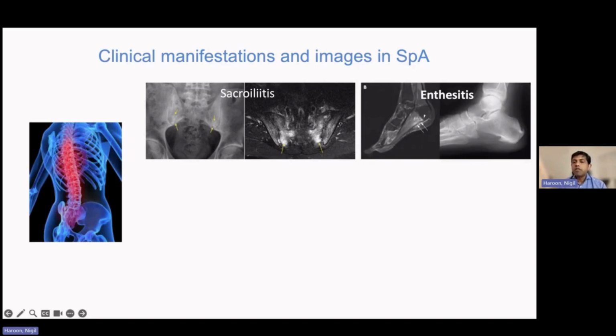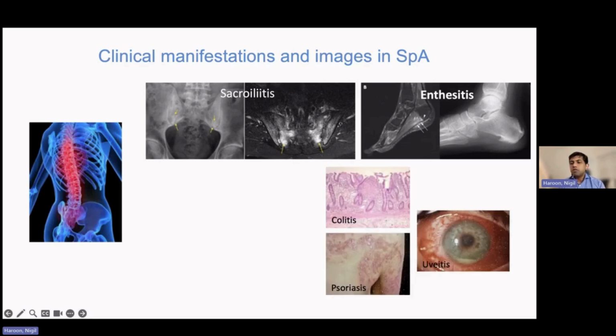Here you see inflammation in the peripheral joints. Peripheral joint inflammation can lead to bone spurs, plantar fascia spurs, and heel spurs can happen. Peripheral joint involvement is usually seen in around 30-40% of patients, not in all AS patients. Bowel inflammation is seen in around 10%. Psoriasis is seen in around 10%. Eye inflammation is seen in around 30% of patients. So uveitis, Crohn's colitis, and psoriasis are strong associations.